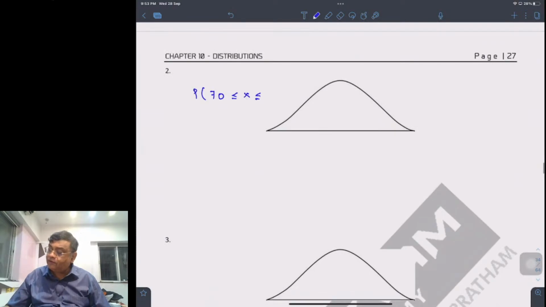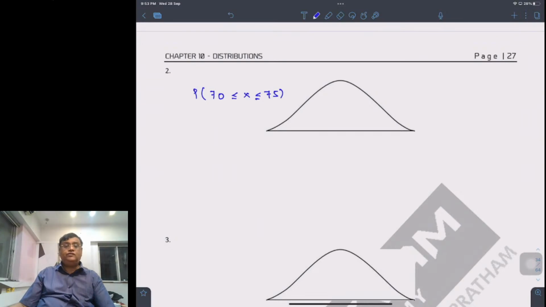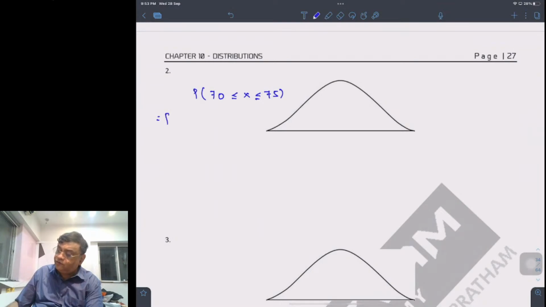75. But my question is, tell me, is the table made for X? Is the table made for X? I'm afraid no, the table is not made for X, but the table is made for Z. तो जो x के साथ करोगे वो ही तीनों साइड को करना पड़ेगा. So this is (70 minus 66) divided by 5 less than or equal to (x minus mu) over sigma, that is less than or equal to (75 minus 66) divided by 5.